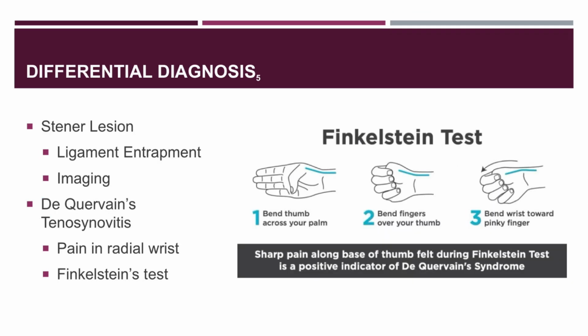So differential diagnosis. So first we have a Stener lesion, which is where a torn UCL becomes trapped above the adductor aponeurosis, which can prevent the healing of this injury and sometimes require surgical intervention.